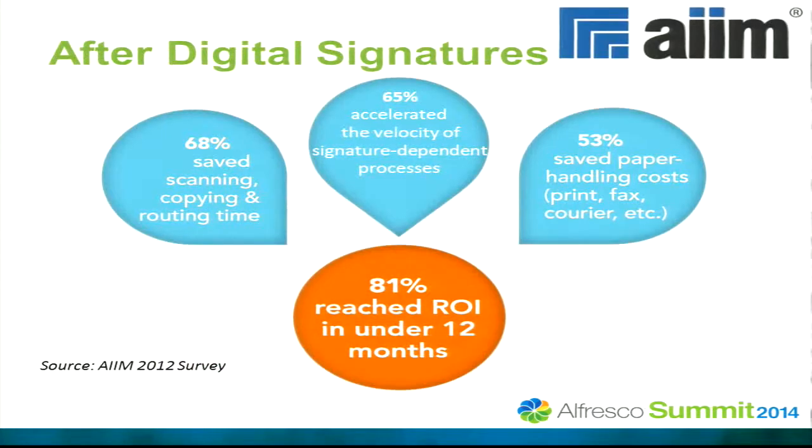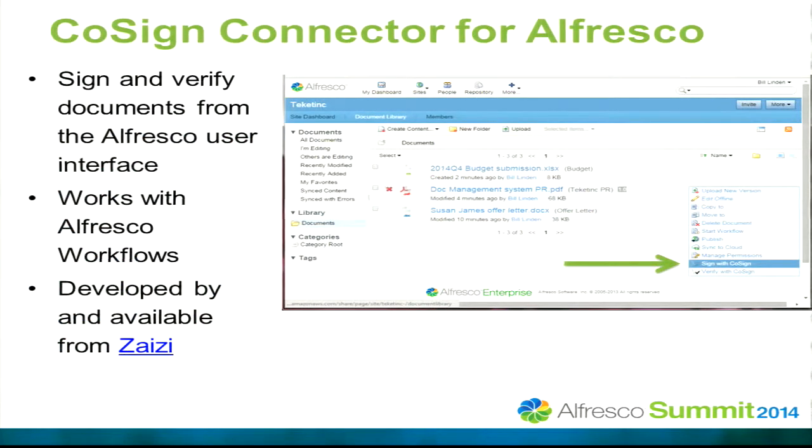Okay, sorry. I have less than 5 more minutes, so I'll spend them on talking about Alfresco. We have a connector that we can demonstrate. I won't demonstrate here. I don't want to keep you from lunch. We have a connector that was developed by Zazy that allows you to digitally sign documents within the Alfresco environment. You see the document library, you see the documents in the library. If you right mouse click on them, one of the actions that you get is to sign with CoSign, to digitally sign.